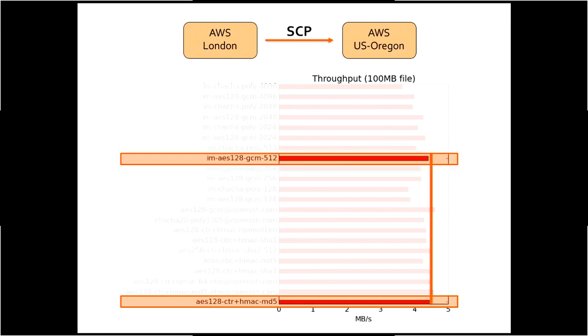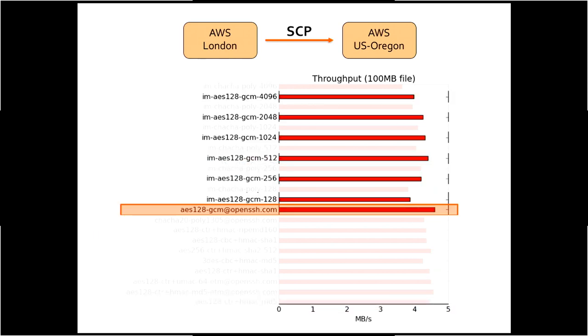And this compares pretty well to the best performing InterMAC (IM) cipher mode, which is using AES-GCM and then with a chunk length of 512. So the choice of this cipher mode might seem odd, but it's actually the most preferred cipher mode by OpenSSH servers on the internet, as we measured in 2016. And it's actually preferred by almost 60% of all OpenSSH servers. So our InterMAC cipher mode performs pretty well compared to this very popular cipher mode.